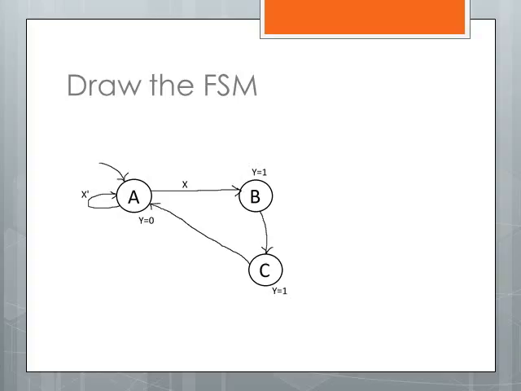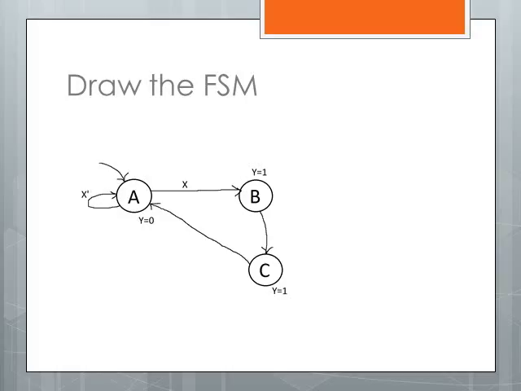Now let's look at the requirement that y goes to 0 even if x is still 1. So we don't have an x next to the arrow going from C to A, to show that we don't care what x is, even if x is still 1. If it's 0 or 1, we want y to go back to 0.